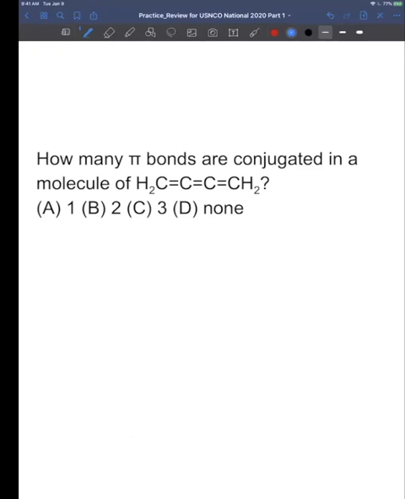This question, I believe, is from the Klein textbook. I believe you all remember the typical question in the USNCO, asking whether those 4 hydrogens are on the same plane or not, right?